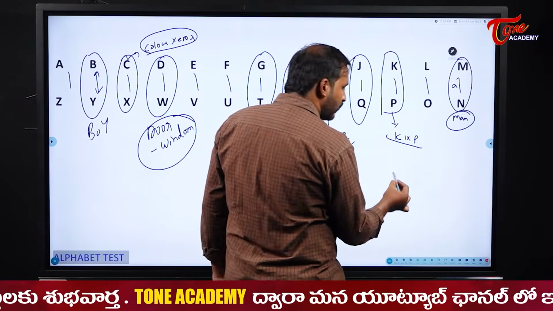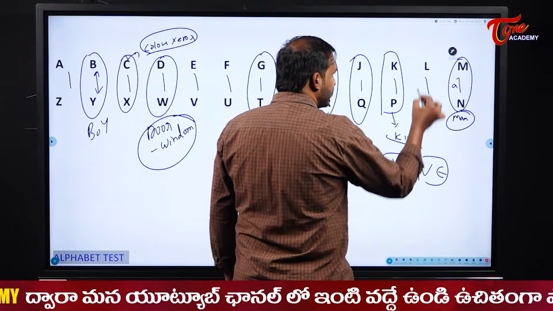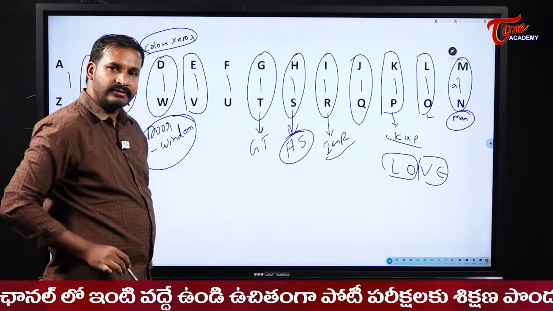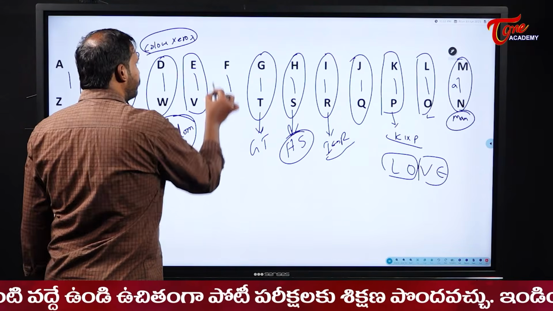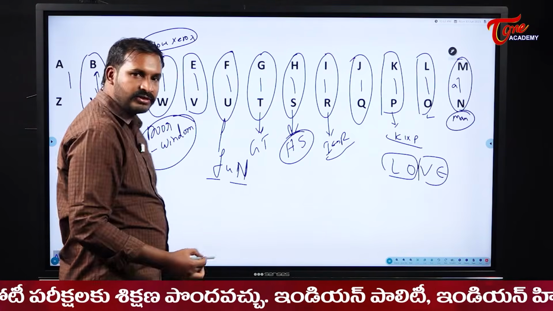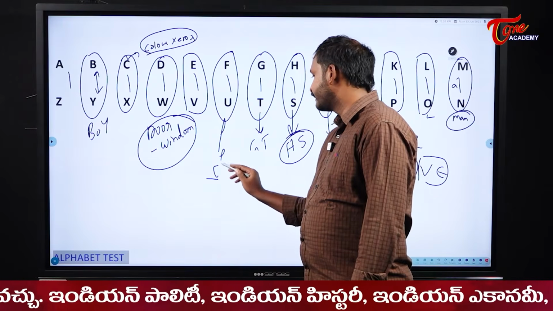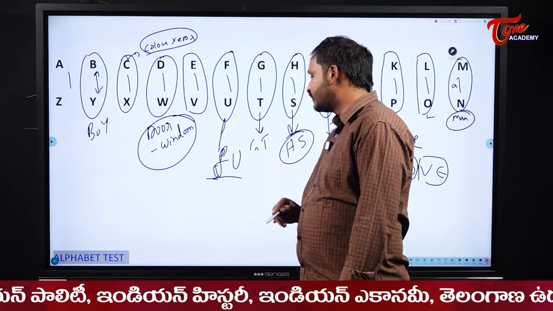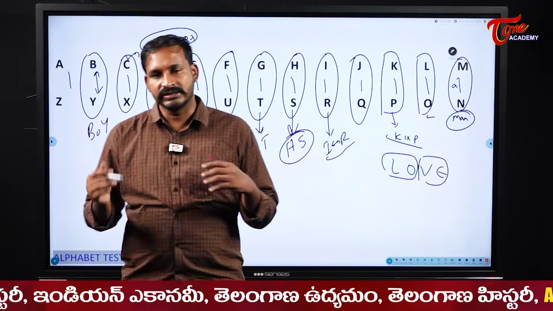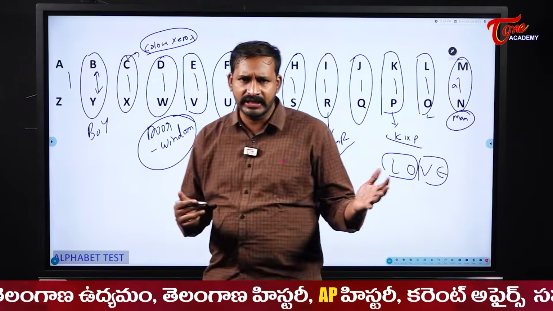Now, see here, in LOVE, the first two are opposite to each other and the next two are opposite to each other. L and O are opposite to each other, and V and E are opposite to each other. Next, for fun, in FUN, F and U are opposite to each other. Now, out of 26, we will get 13 pairs. As of now, if you remember 10 to 11, that is fine. Later the remaining ones you will easily remember.